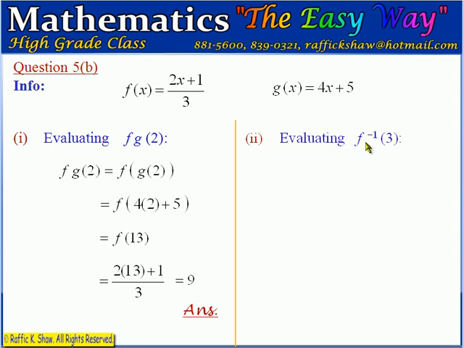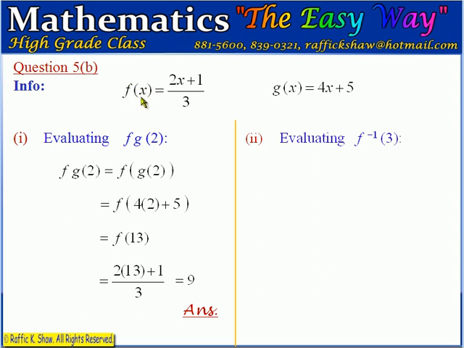Now here, we want to find f to the minus 1 of 3. That's the inverse function of f of 3. So first, what we can do is calculate f to the minus 1 of x. That's the inverse of this function. Remember, the inverse of a function is obtained when the domain and the range interchange.